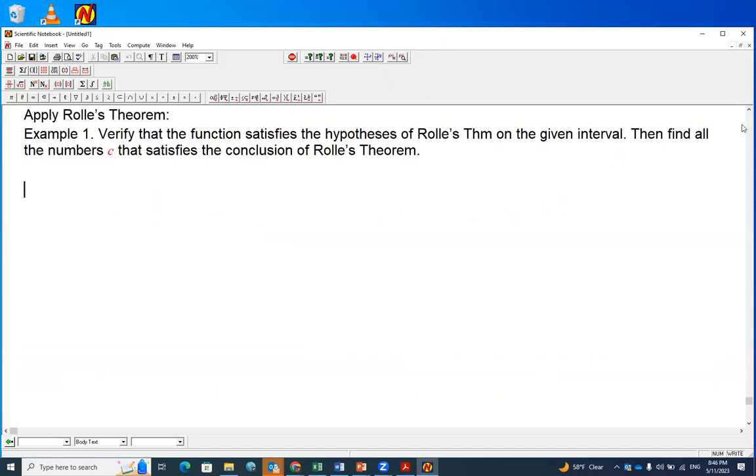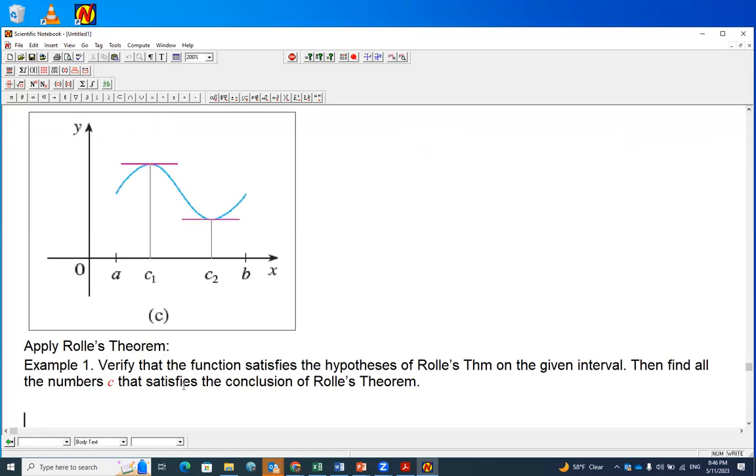Okay, we have Rolle's theorem. There are 3 conditions, and let's look at number 6. This function f of x equals x to the power of 3 minus 2x squared minus 4x plus 2, and the interval is from -2 to +2. It's a closed interval.